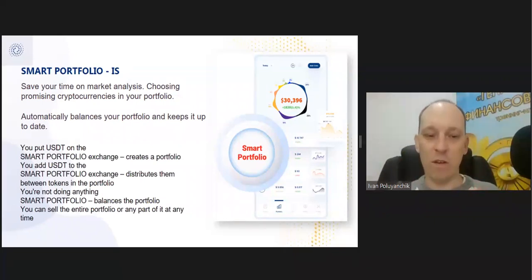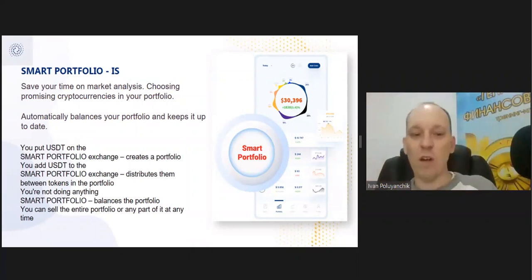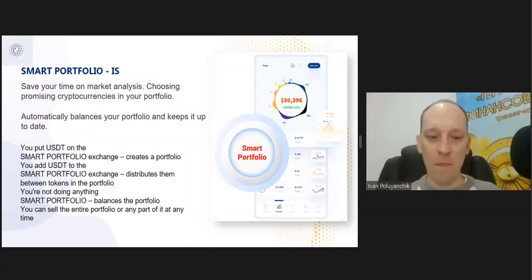So you top up your exchange account, and the Smart Portfolio allocates those funds across different coins on its own. If you top up more money, it will buy more. If you don't do anything, if you don't top it up, the Smart Portfolio will automatically balance your portfolio. It will add more other tokens, remove other tokens. And you don't have to do anything.